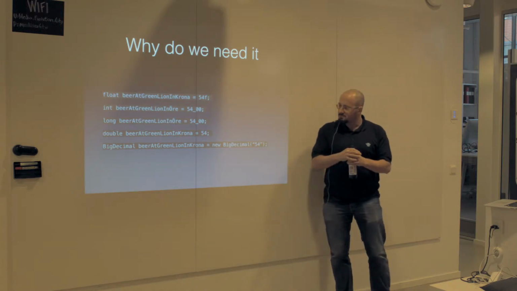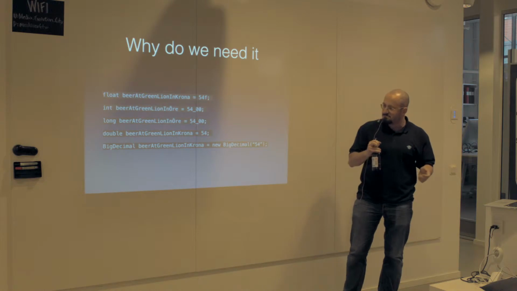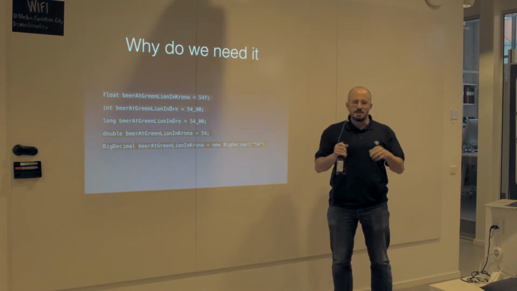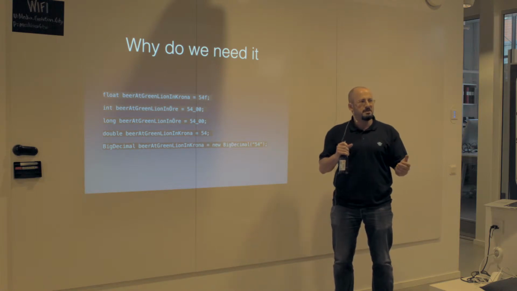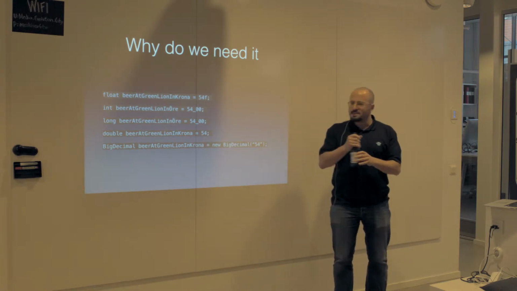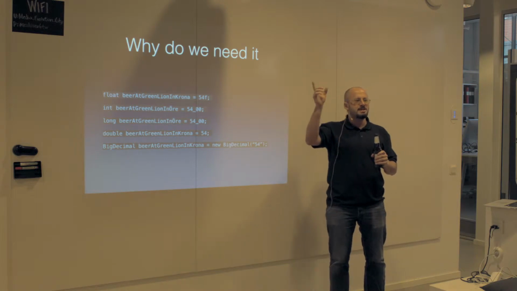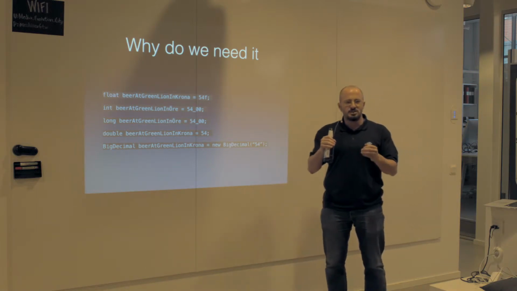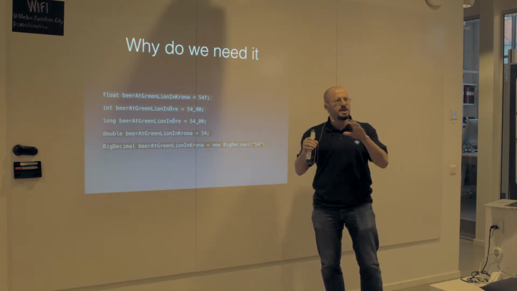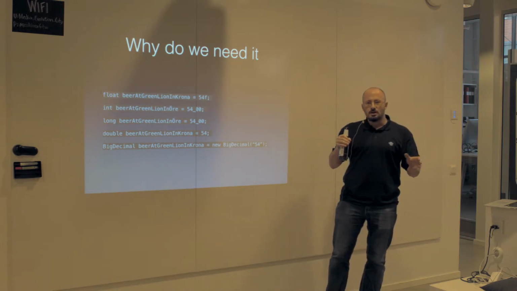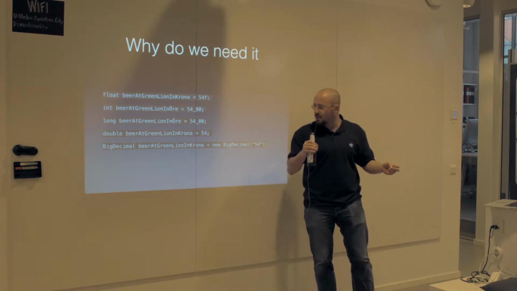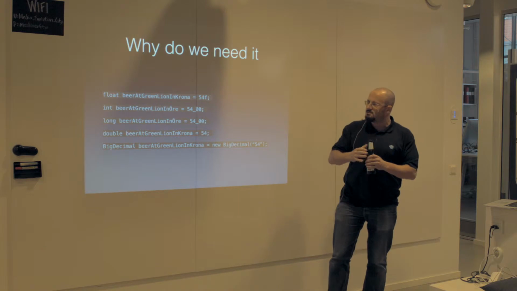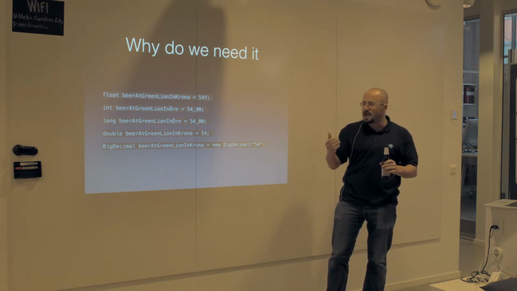BigDecimal is a nicer type. You can have much more precision there, but it's much more complicated to work with. For example, if you do BigDecimal 1 and divide by BigDecimal 3, you'll get an error message instead of something reasonable. You need to take care of rounding, you need to think about a lot of details. Also, it's fairly slow.